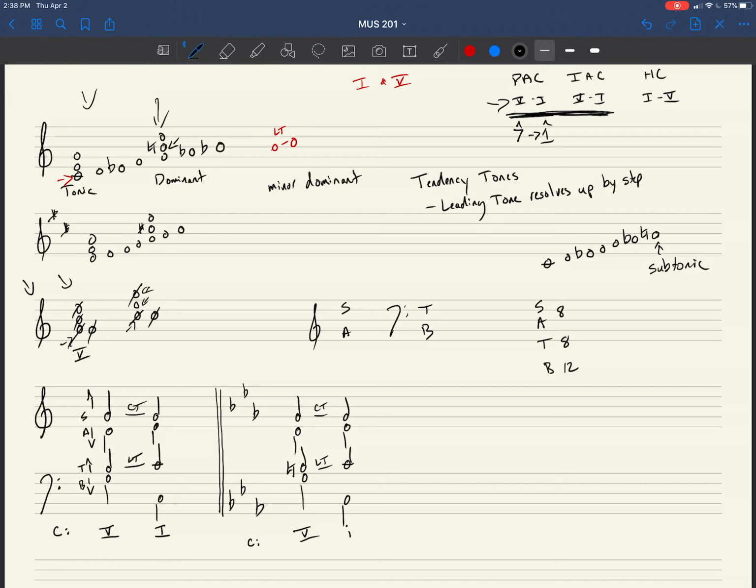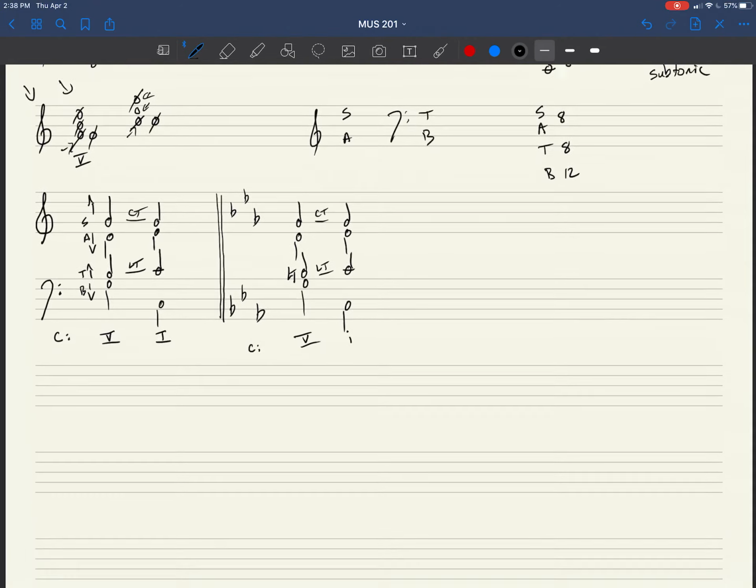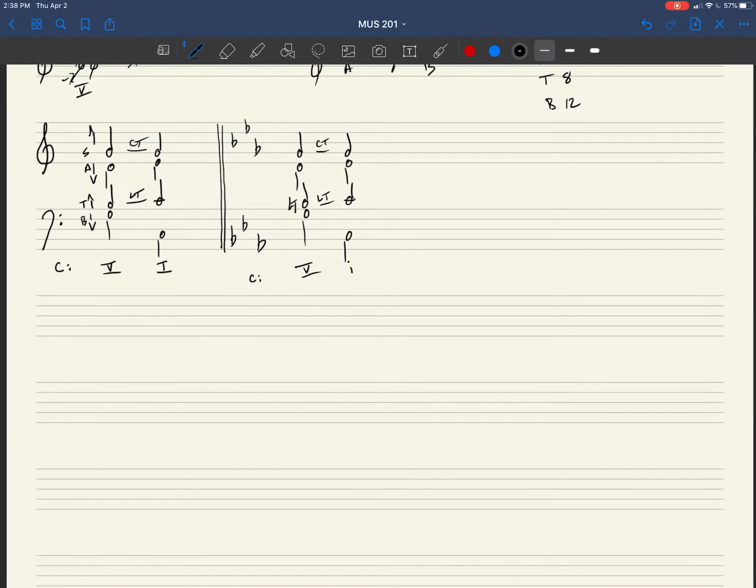There's nothing special about writing it in minor other than you have to make sure you raise that leading tone. If you don't raise the leading tone, you have done something wrong, and it's a very common mistake with students.